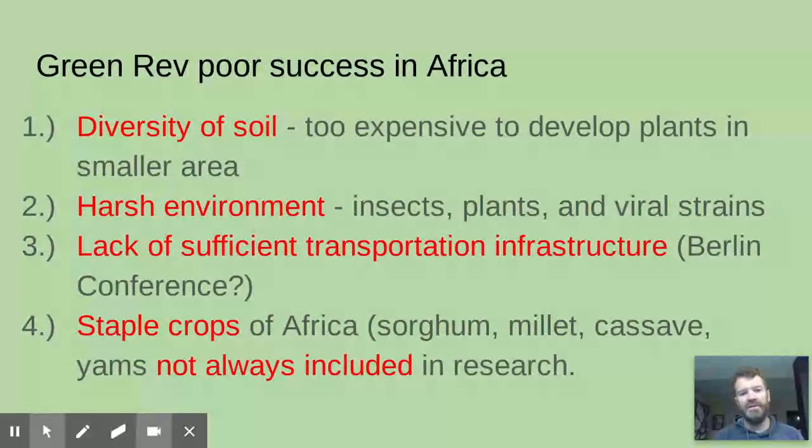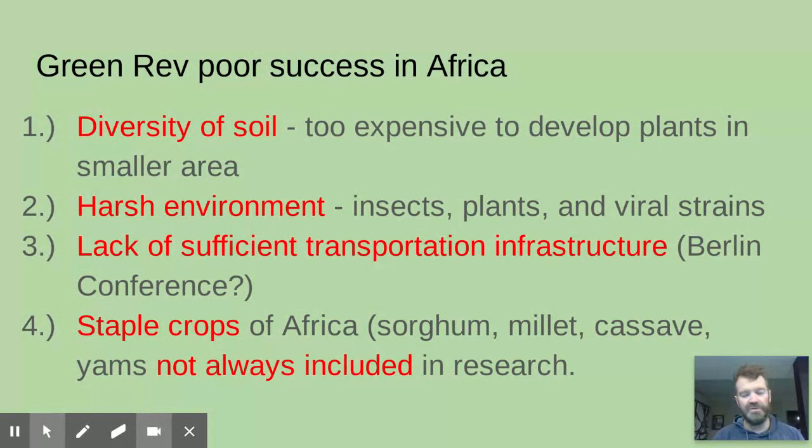So it's too expensive to develop plants, right? It's too expensive for companies to invest their money and universities to do their research for the smaller areas in Africa. The crops there aren't really affected by this Green Revolution. Also in Africa, there's a harsh environment of insects, plants, and viral strains. It's tough to farm there. You could do it, especially with the science of the third agriculture revolution, but the investment isn't there because people don't see the return as they did in the rest of the world.